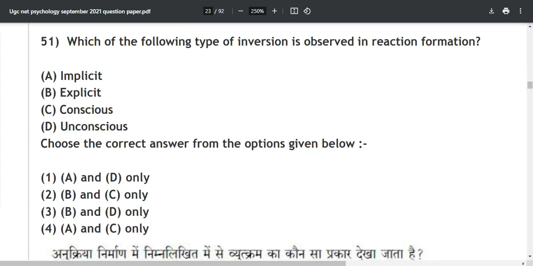Good evening, everyone. You are watching reaction formation right now, and in this question, we are going to discuss some basic, simple common sense.